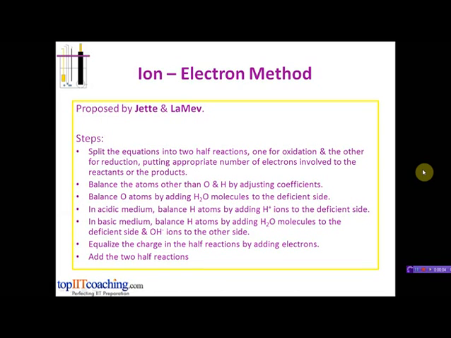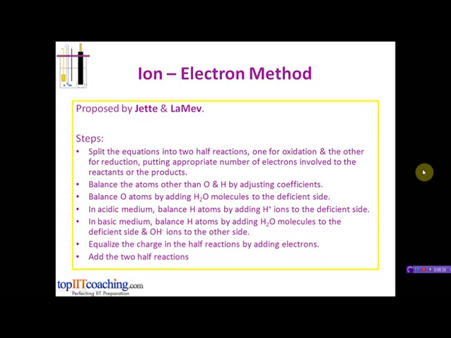The second method is the ion-electron method proposed by Jette and Lamer. In this method, the chemical equation is split into two halves, the oxidation half and the reduction half, by putting the appropriate number of electrons involved in the chemical change. Then we balance the atoms other than oxygen and hydrogen in the two halves by multiplying with suitable coefficients if required. Then we balance the oxygen atoms by adding water molecules to the deficient side.